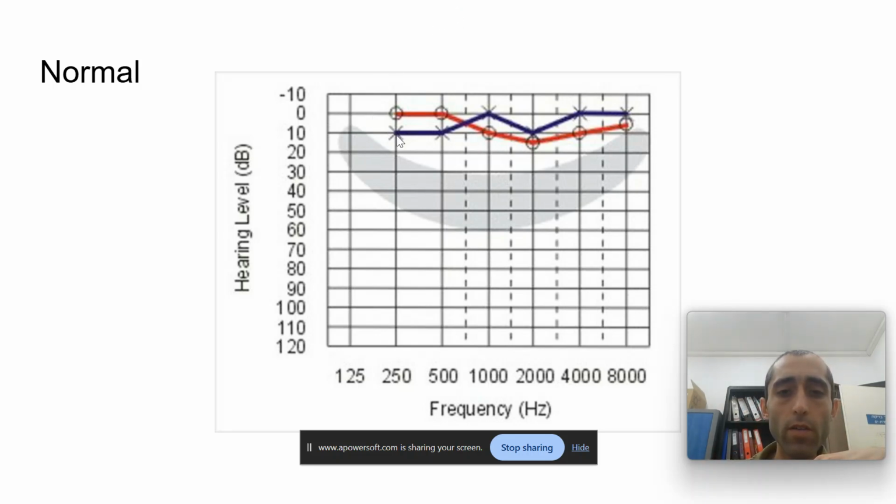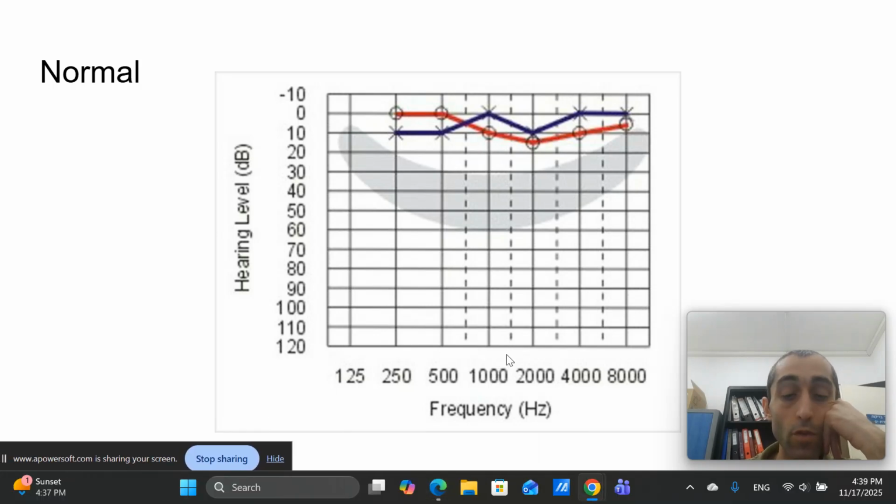You can see right over here that this is the left ear. You can see that in every frequency that we tested, 250, 500, 1000, and etc., in the left ear, in every frequency, it is less than 20 decibels, so it's normal. In the right ear, the same idea. So it's normal.